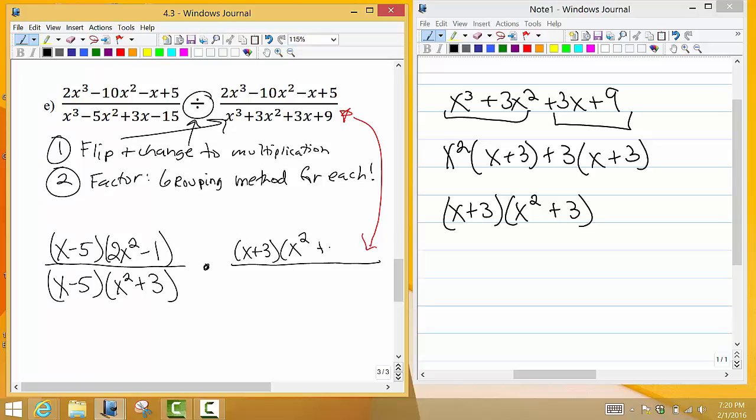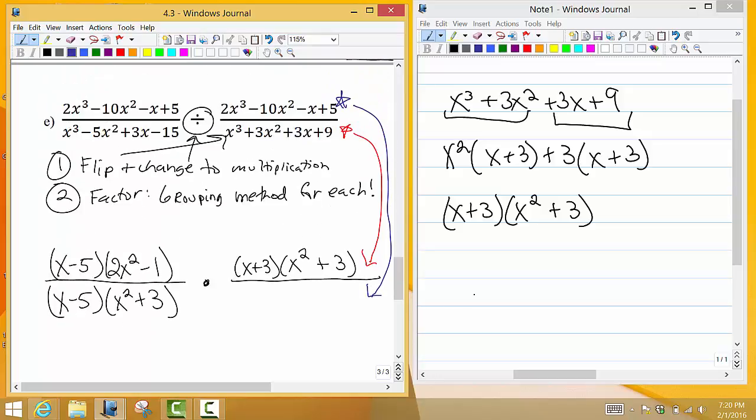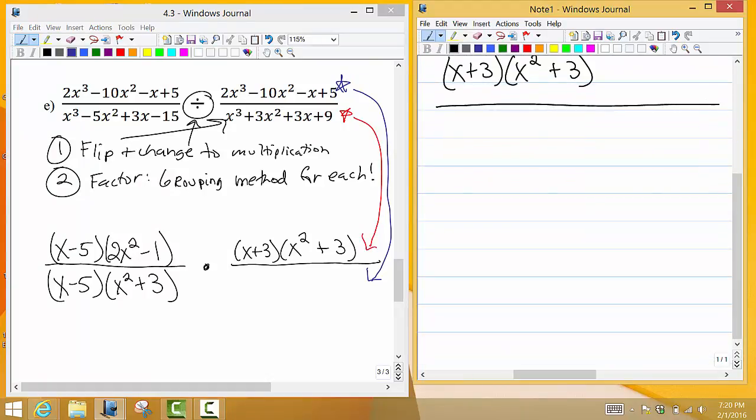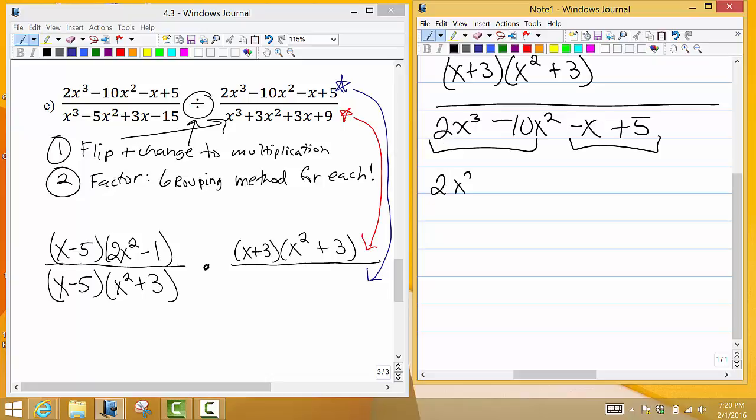So we've flipped and changed to multiplication, and now I'm factoring. So the top one here, since we're flipping it, is going to end up at the bottom after we flip. Alright. So now I'm going to factor 2x cubed minus 10x squared minus x plus 5. So we're going to group together first 2 terms, last 2 terms. We're going to pull out 2x squared. That's what's common between the first 2, and I'll be left with x minus 5.